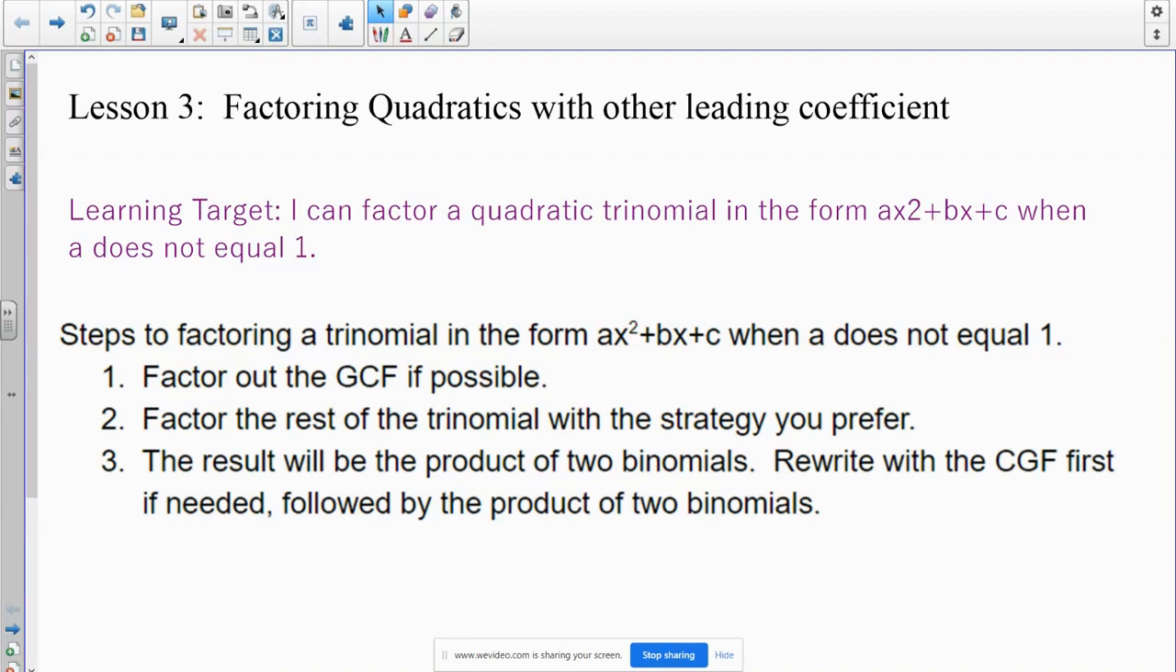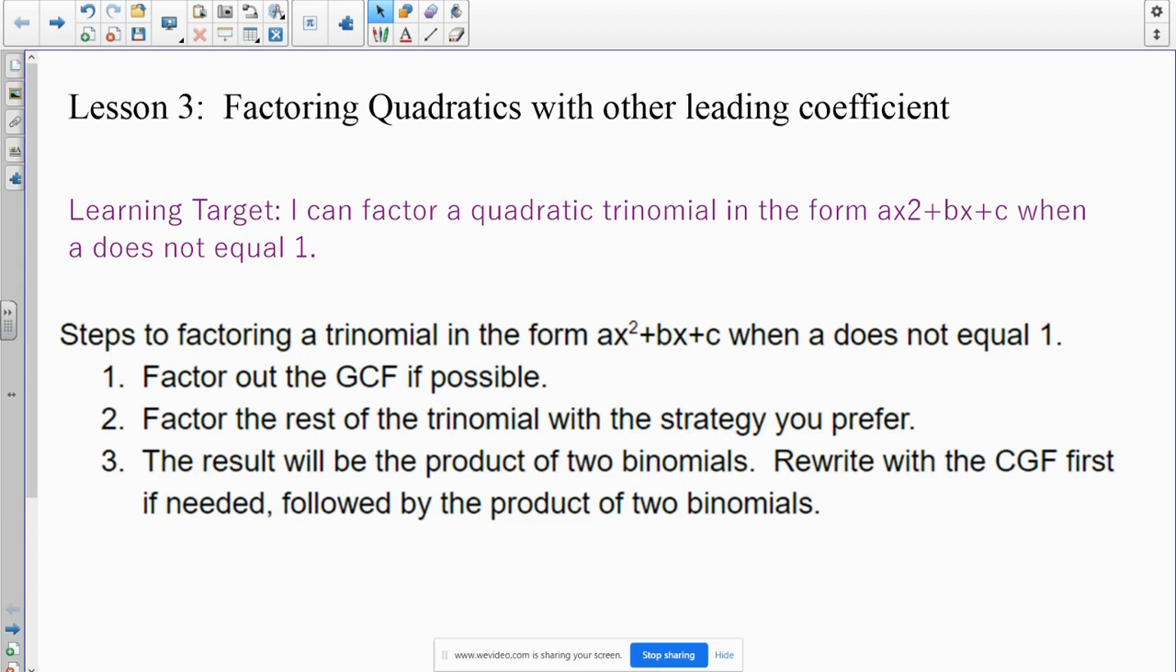Lesson 3 in the factoring of quadratics. This time we're going to work on factoring quadratics with a leading coefficient other than 1. So your learning target is as simple as: I can factor a quadratic trinomial in the form of ax squared plus bx plus c when a does not equal 1. Last lesson, a equaled 1, but this one, a does not equal 1.